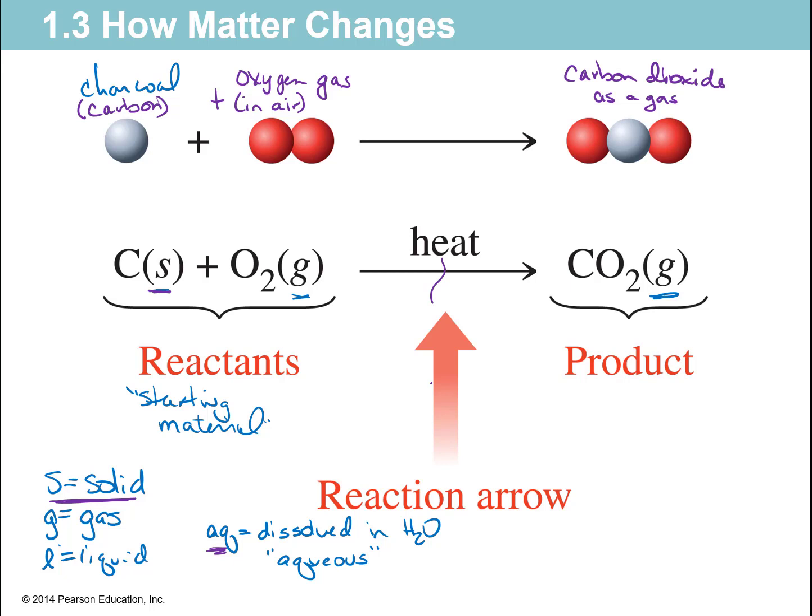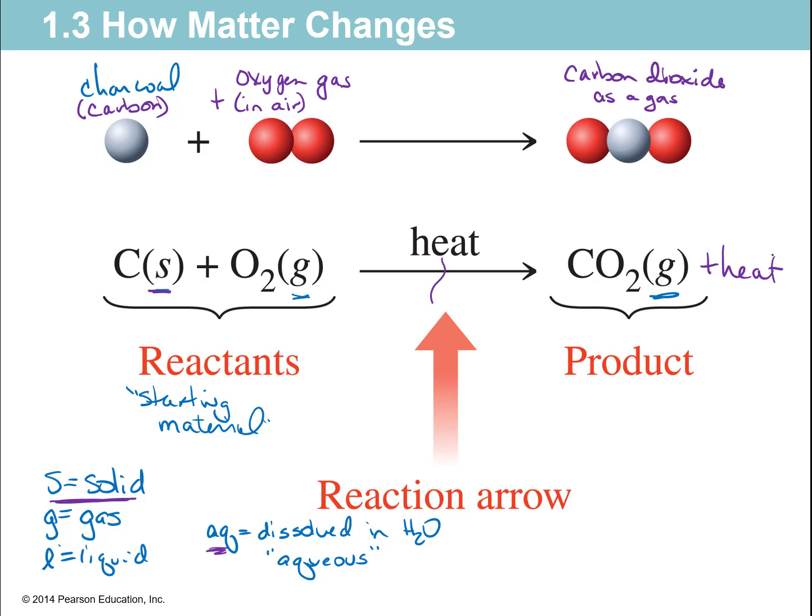So you know when you burn charcoal, there's heat that's given off. So in this case, they put heat above the arrow to tell you that there's heat that's released. Sometimes you'll also see it written over here, which indicates heat is a product. Heat comes off when you're burning the charcoal. The heat that's given off is what you use for grilling. So you might see it over on the product side.